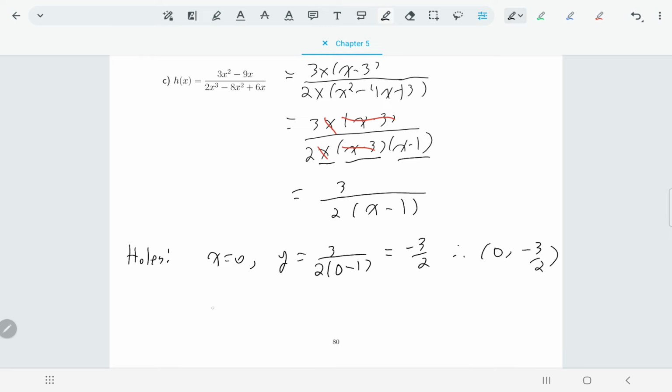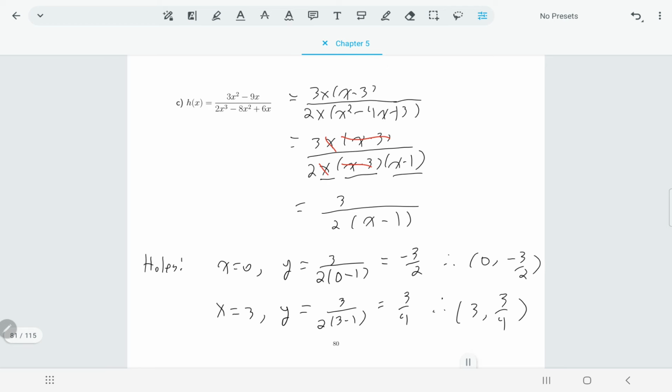And the other hole that we'll have in the graph will be when x is equal to 3. And of course, y will be positive 3/4. So the other hole that we have in the graph is the point 3, 3/4. Okay, so we've taken care of the holes for this function. We still need to talk about vertical asymptotes and horizontal asymptotes.